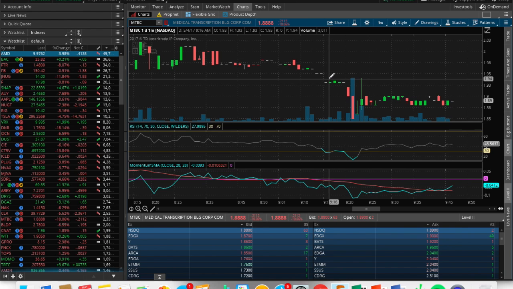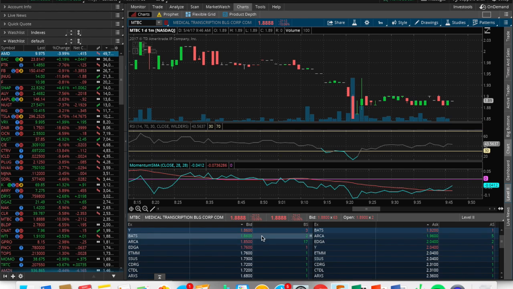So I'm going to go ahead and get right into it. So this is level 2. You simply select it right here. If you haven't done so already, you simply click level 2 and you will gain access to being able to see where people are buying and selling. And why is that important?